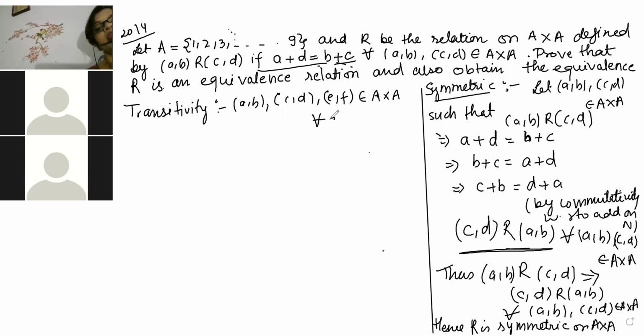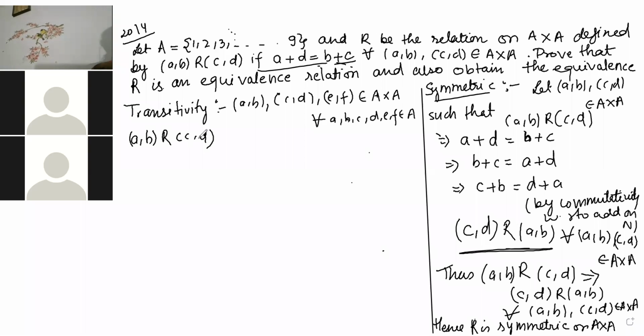For all a, b, c, d, e, f must be belonging to A, then only their ordered pairs will be belonging to A cross A. Okay, that content we have written. Now we know that (a, b) is related to (c, d).